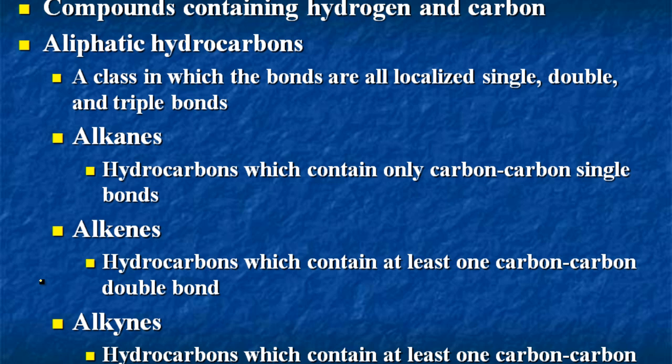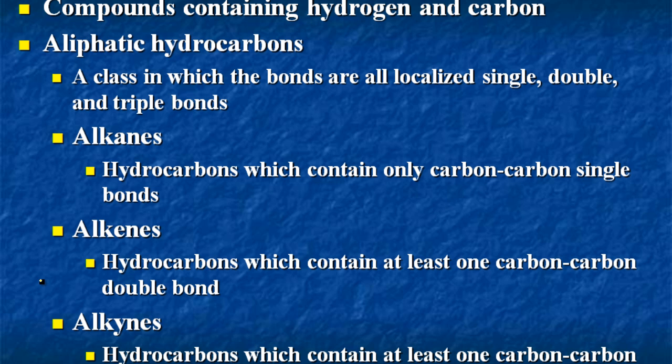So hydrocarbons, as the name suggests, are compounds containing carbon and hydrogen. Now there are two major branches of hydrocarbons. One is aliphatic hydrocarbons and the other is called aromatic hydrocarbons. Aliphatic hydrocarbons are hydrocarbons where bonds are all localized: single, double and triple bonds. What does that mean? In aliphatic hydrocarbons, carbons are bonded in a line, like in a straight line pattern or in a chain pattern.